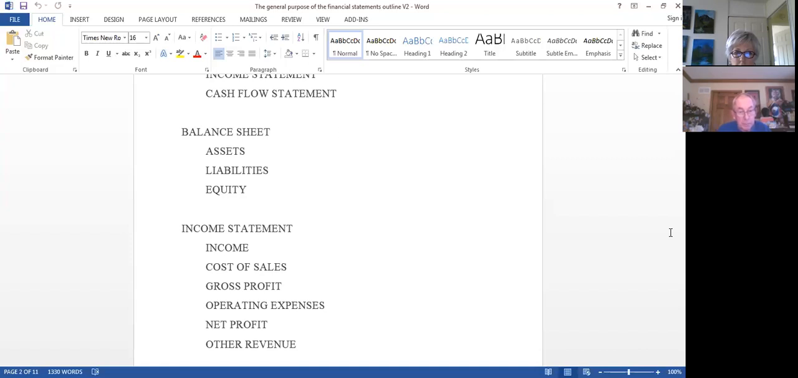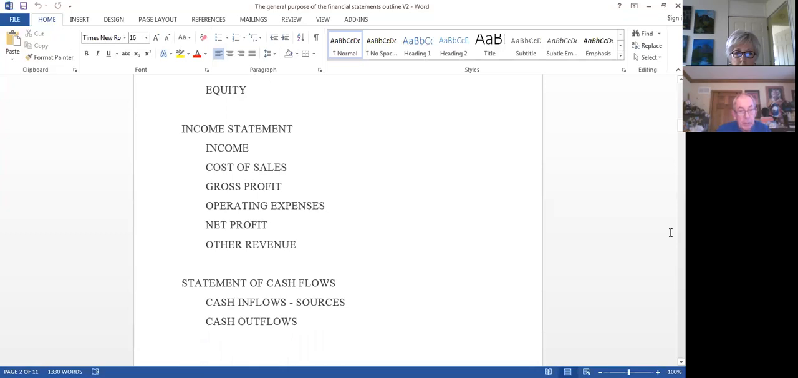The third document in the financial statements is the statement of cash flows, because it's important to understand where your cash is coming from and going out to. You have to have cash.